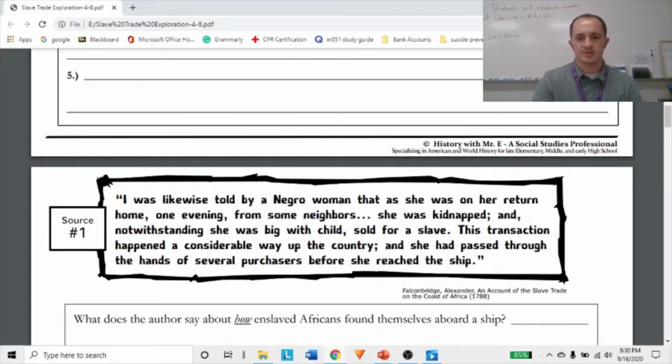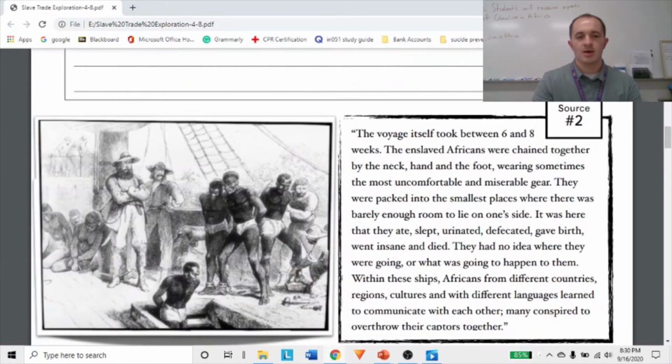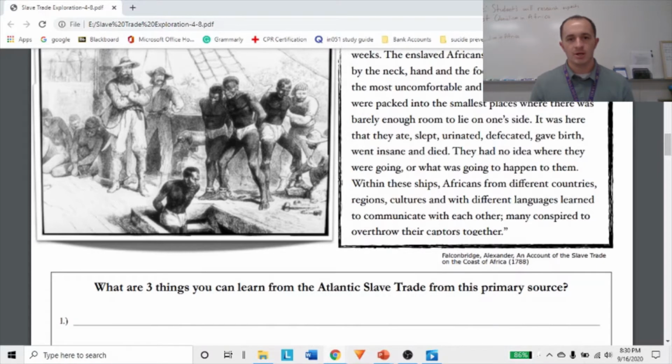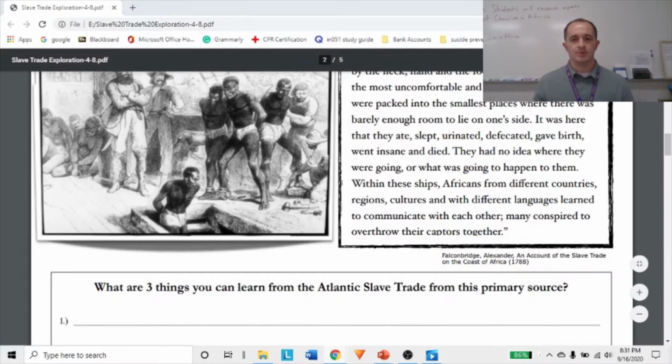Source number 2 has some more writing, and the question is, what are 3 things you can learn from the Atlantic slave trade from this primary source? A primary source and a secondary source are the 2 types of sources that we use in history or social studies.